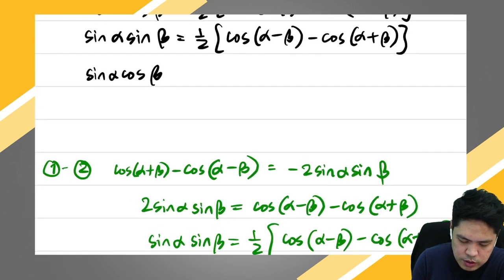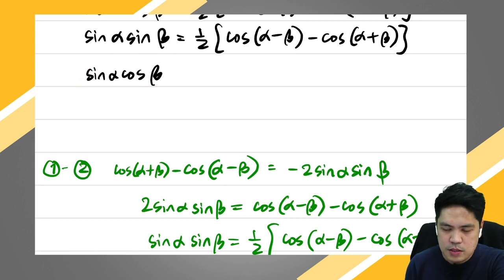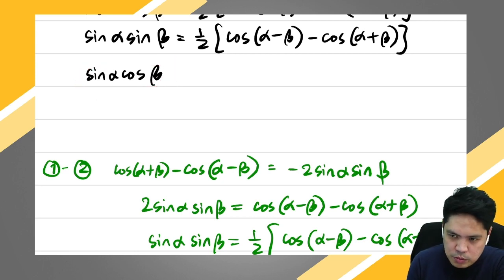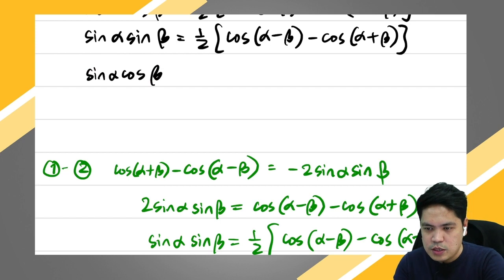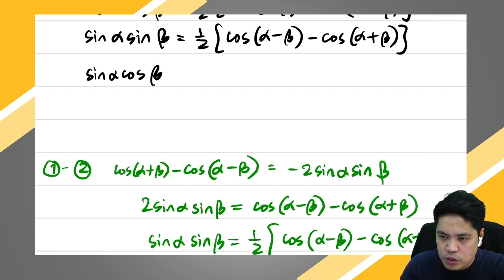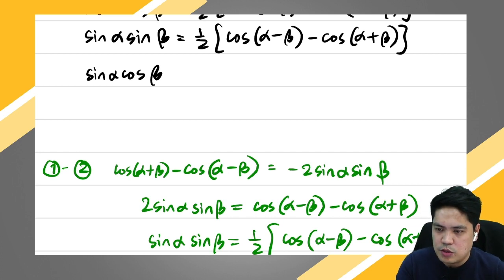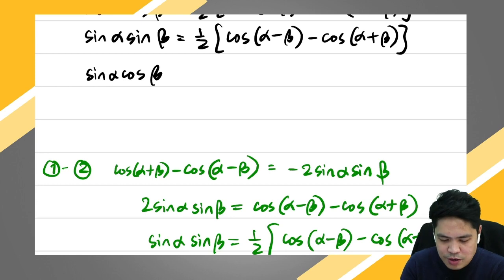Then how about sine alpha cosine beta? Okay, so for this, we will be using another set of identities. That would be the sum and difference for sine. Because we know that the sum and difference of two angles for sine is, yung sa mnemonics pa natin, it's sin cos cosine and cos cosine sin.